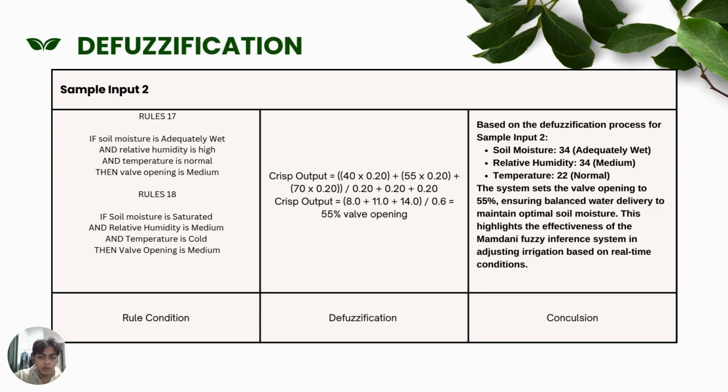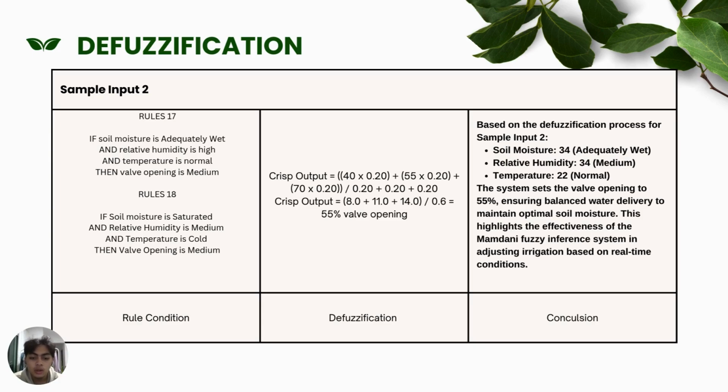Next is sample 2, where we use two rules. Rule 17: if soil moisture is adequately wet and relative humidity is high and temperature is normal, then valve opening is medium. And lastly, rule 18: if soil moisture is saturated and relative humidity is medium and temperature is cool, then valve opening is medium. So we apply the defuzzification, and the result we get is 55% valve opening.